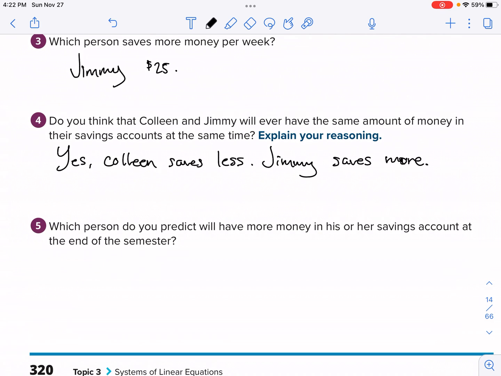Number 5, which person do you predict will have more money in his or her savings account at the end of the semester? End of the semester, typically the semester is 6 months, half a year. Right, this I'll leave to you to answer. Do you think Colleen or Jimmy will save more? Okay. At the end of the semester.